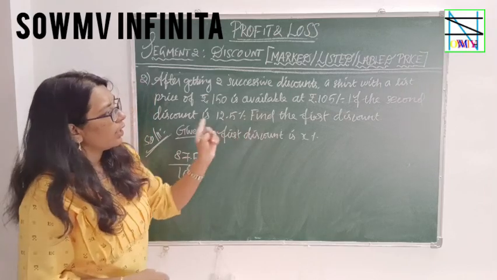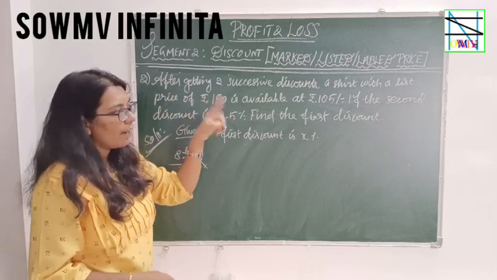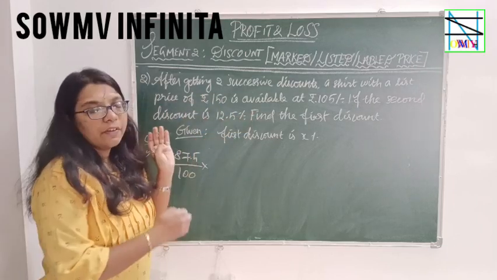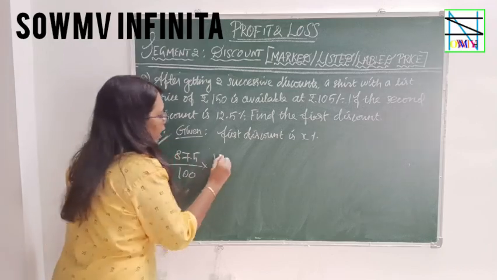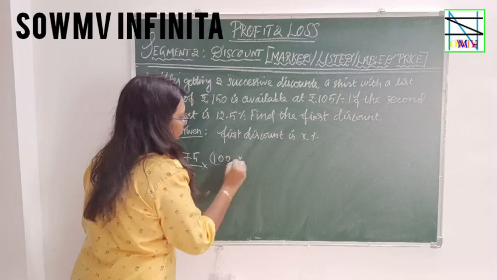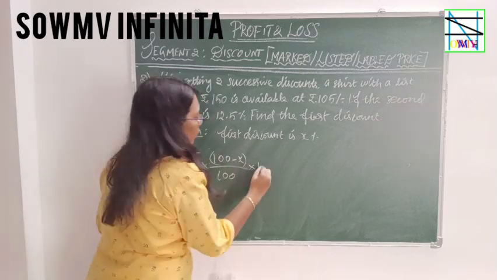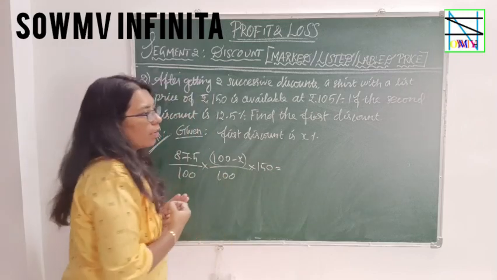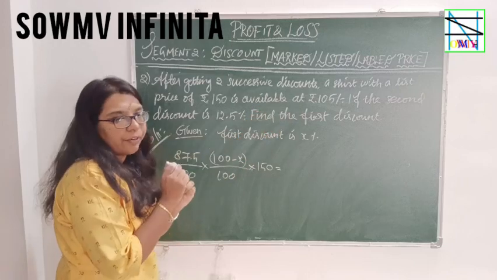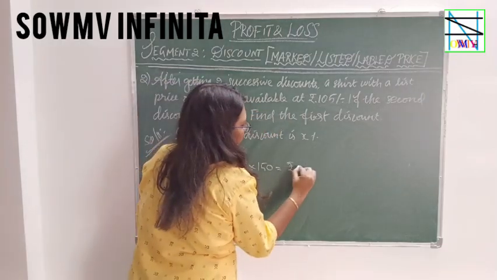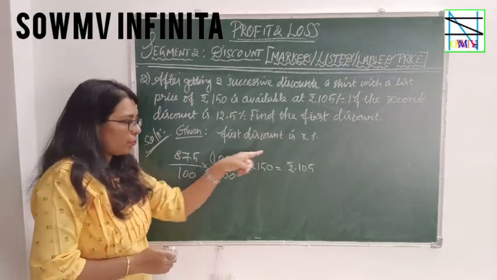The first one. So, second discount from list price. So, 150 rupees is available at 105 rupees, we definitely didn't know about the discount value. That means 100 minus x divided by 100 into 150 rupees, these things are equal to the 105 rupees. We can find the first discount, so x value.